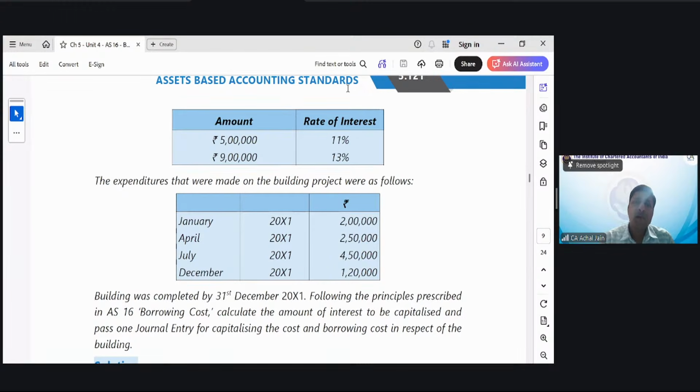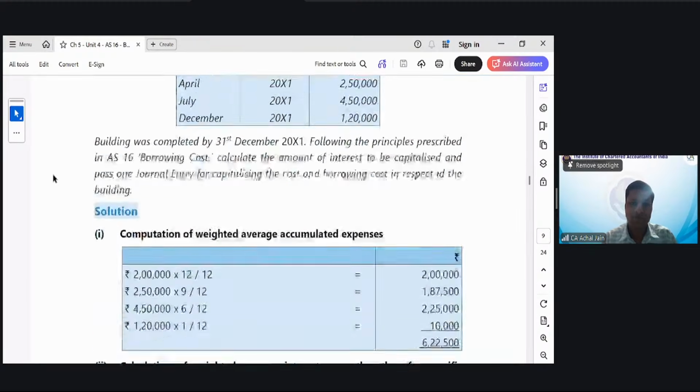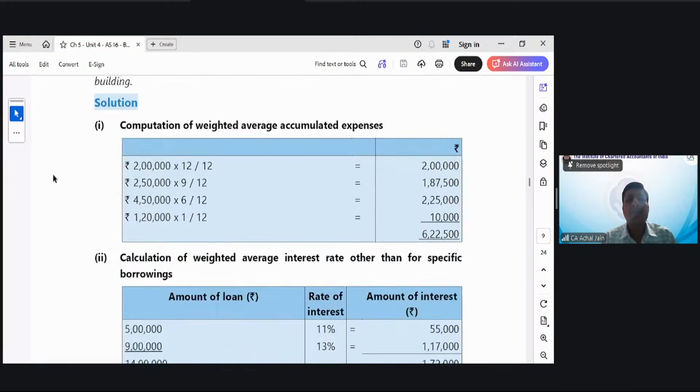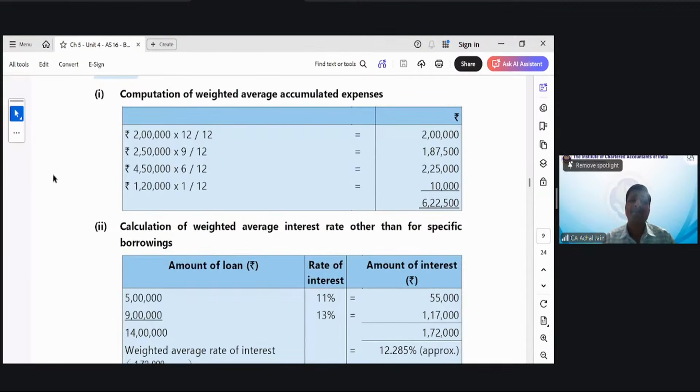Correct? Yeah. So in this case, let's proceed. Why? Because now we need to work out that mechanism. So whenever there is a general purpose borrowing, we'll have to work out a mechanism for calculation of interest to be capitalized. Okay, so let's look at this. First of all, what do we do?